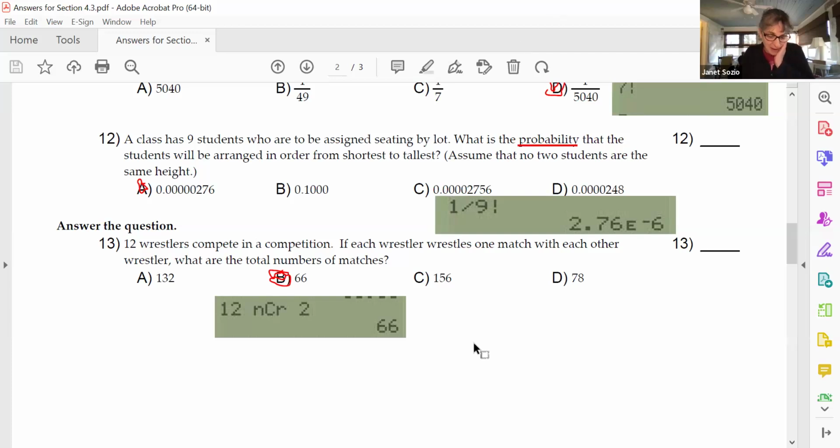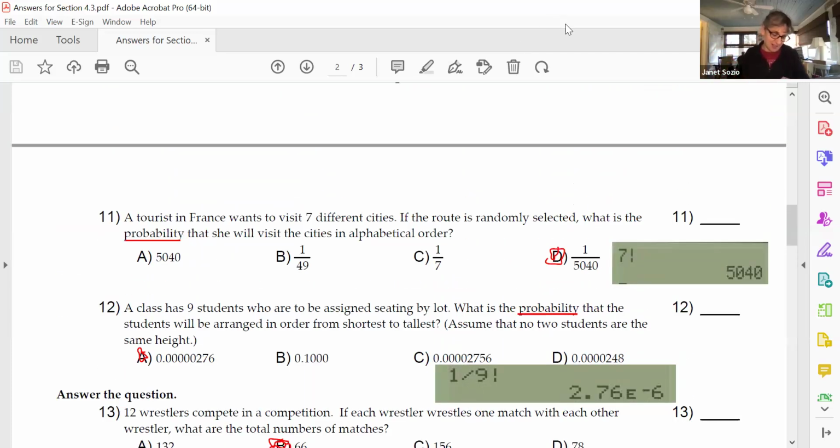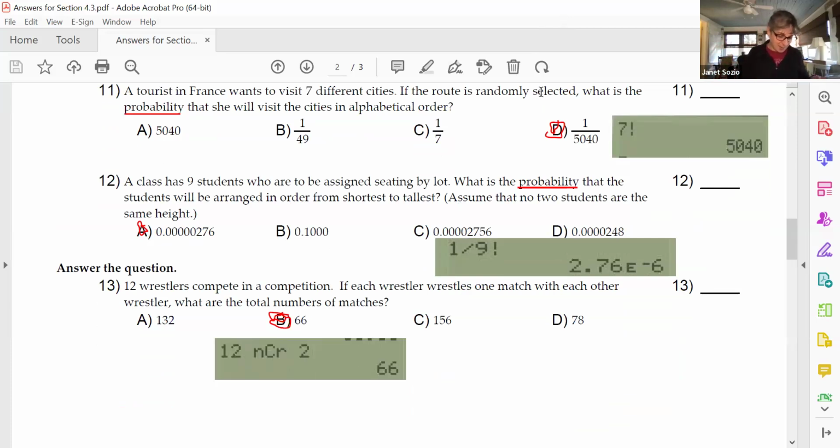Sure. Okay, that makes sense. Yeah, I think I got caught up in the wording, but that's helpful.